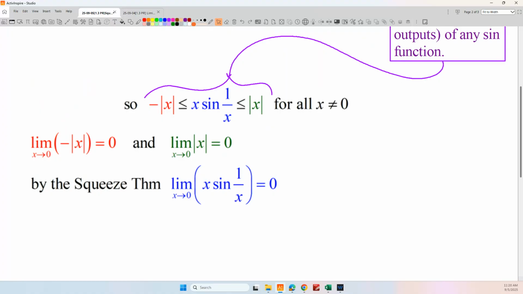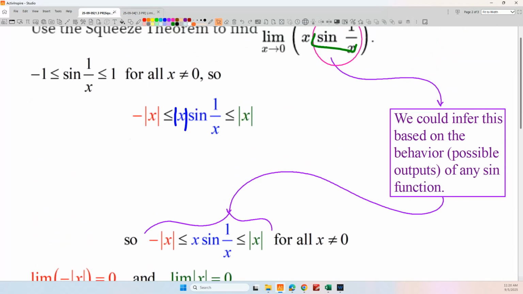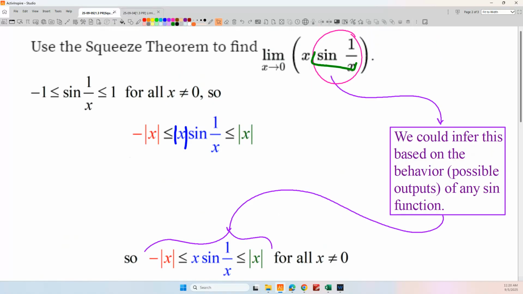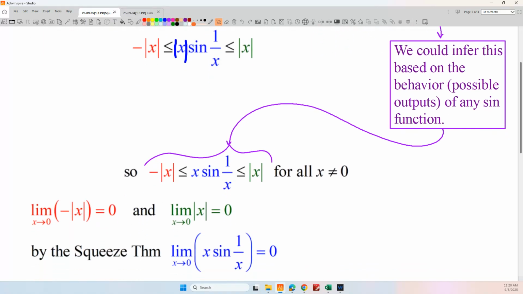So therefore, by the squeeze theorem, the limit of x times 1 over x, times the sine of 1 over x as x approaches 0 has to be 0 also, right? Make sense? We could have anticipated this based on the behavior of sine, the possible outputs. We could have probably just jumped right to that, couldn't we?